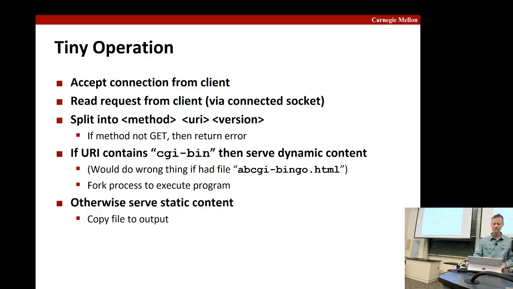Okay, so what can it do? It can accept a connection from a client. It can read a request from a client via the connected socket. It can split it into method. Remember I said there were 3 fields: method, URI, and version. But it's only set up to handle GET requests. So if it's not a GET, it'll return an error, whereas a real web server would be able to handle all the different methods like PUT and so forth.